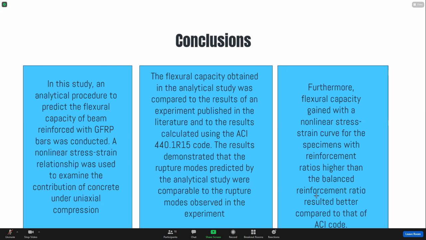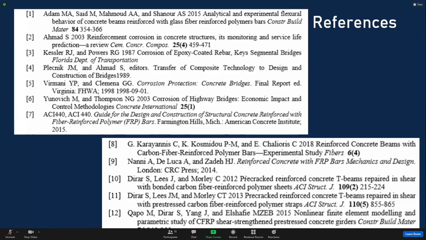The results demonstrated that the rupture modes predicted by the analytical study were comparable to the rupture modes observed in the experiment. Furthermore, the flexural capacity obtained with a nonlinear stress-strain curve for the specimens with a reinforcement ratio higher than the balanced reinforcement ratio is better compared to that of the ACI code. These are the references in the study.